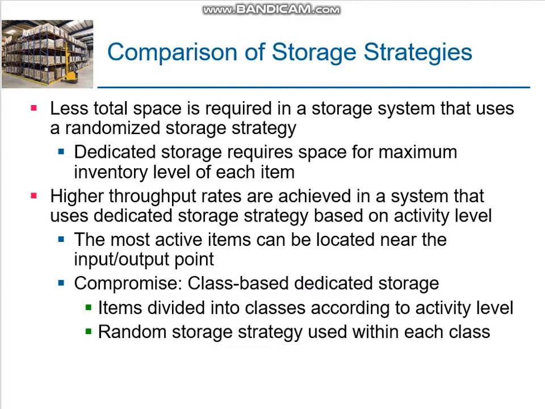Less total space is required in a storage system that uses a randomized storage strategy. On the other hand, dedicated storage requires space for the maximum inventory level of each item. However, high throughput rates are achieved in a system that uses a dedicated storage strategy based on activity level, where the most active item can be located near the input and output points.